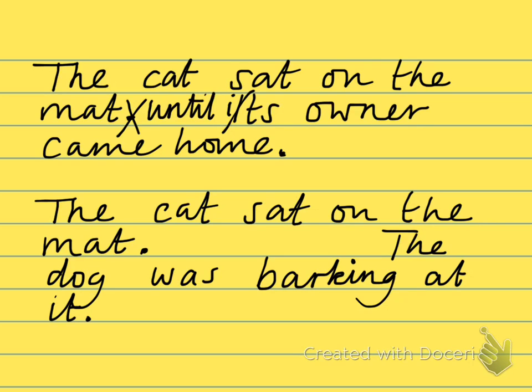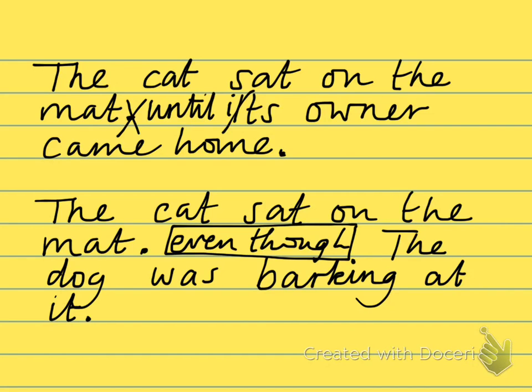The second example, the cat sat on the mat. The dog was barking at it. In here I'm going to insert even though. Another connective. I don't need my capital anymore. Here's a lowercase t. And then cross off my full stop. The sentence now reads, the cat sat on the mat even though the dog was barking at it. No need for a comma.